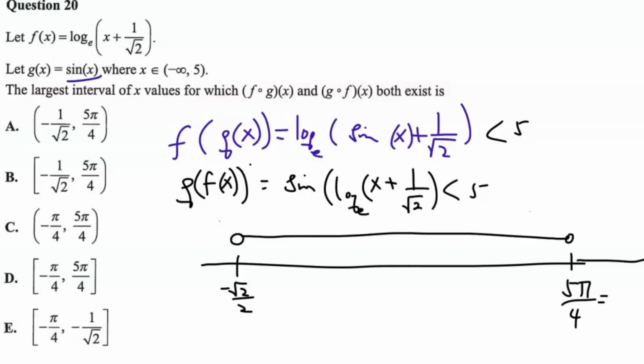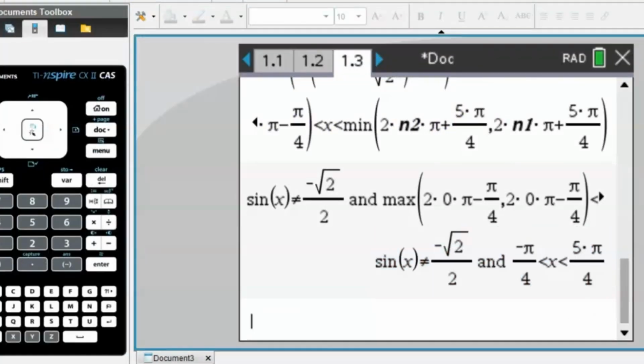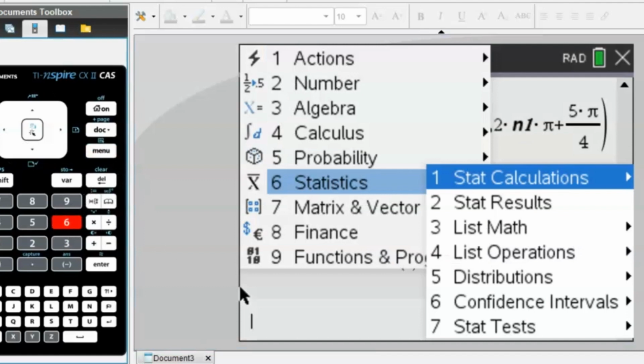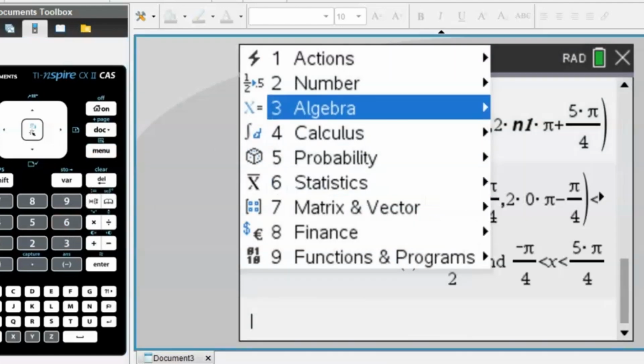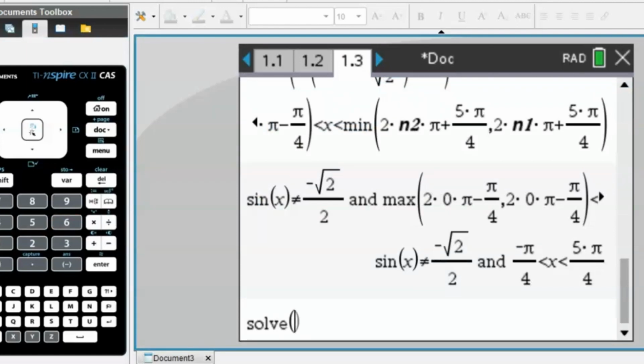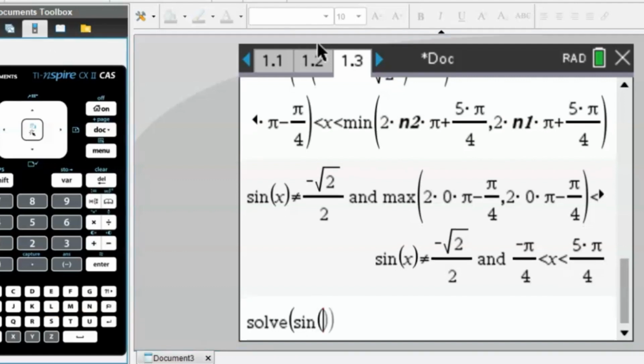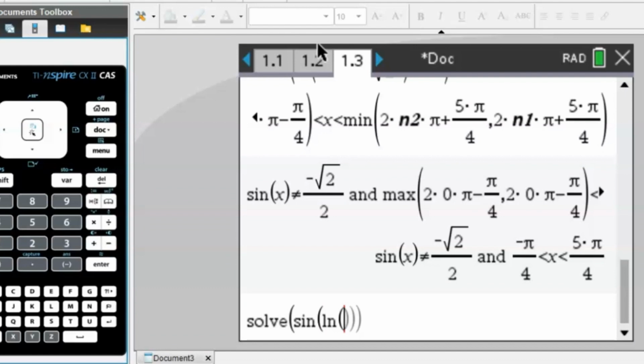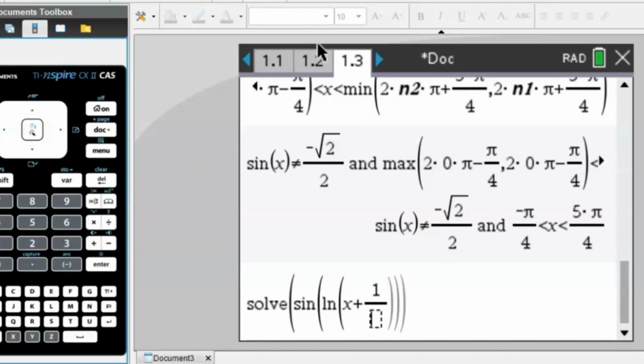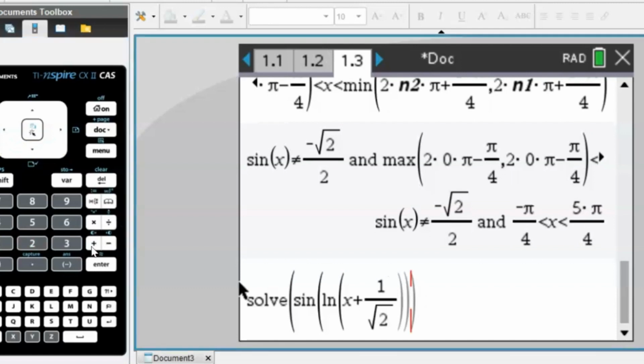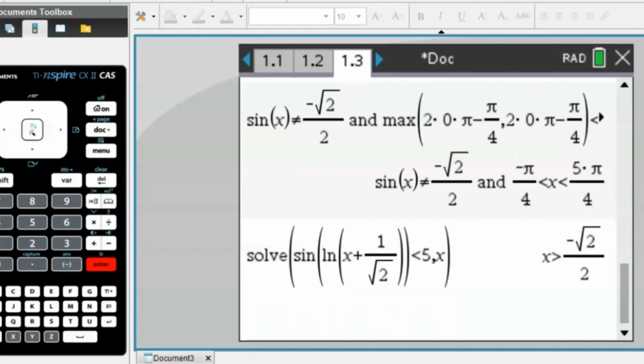All right, the other one was sine. All right, now let's do the same one here. So menu 3, 1, oops. Menu 3, 1. And this time it's going to be sine of the natural log. Sine bracket the natural log of x plus 1 over square root of 2. The whole lot is less than 5, comma x, I should say.